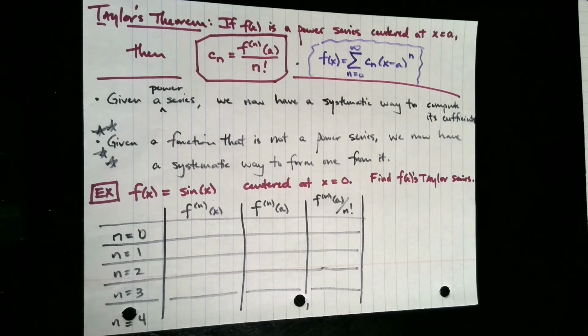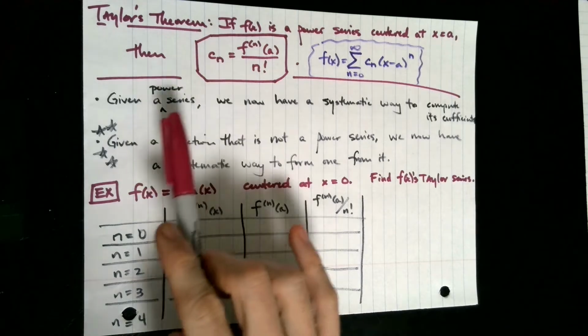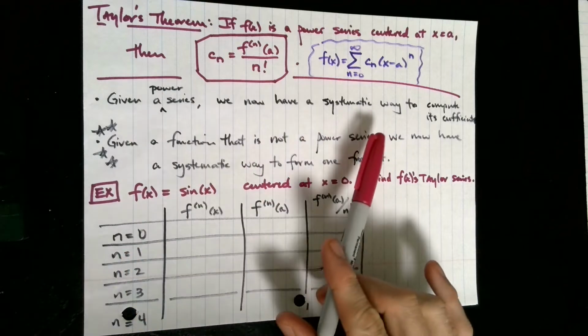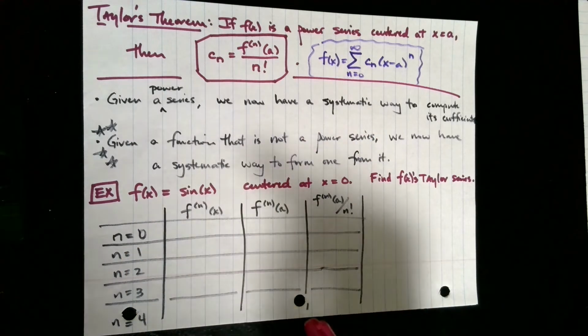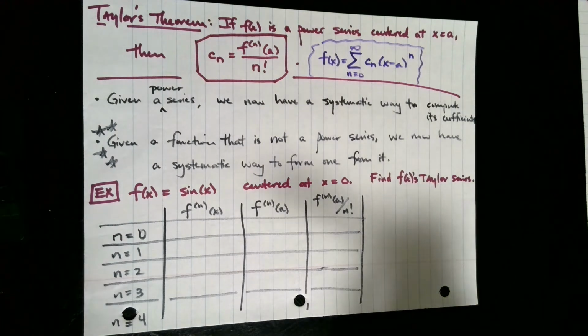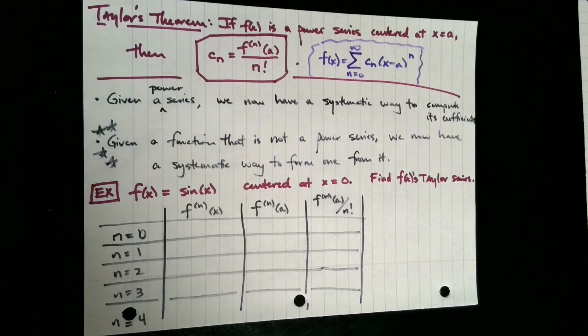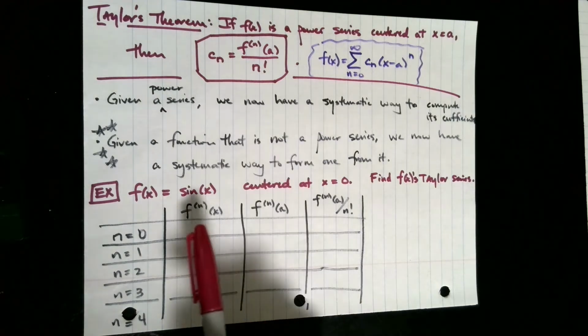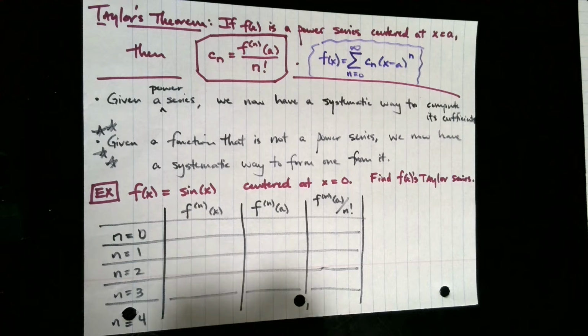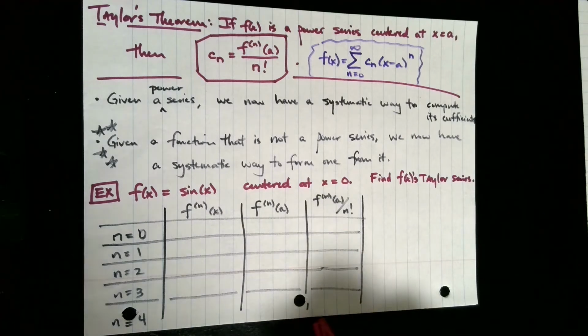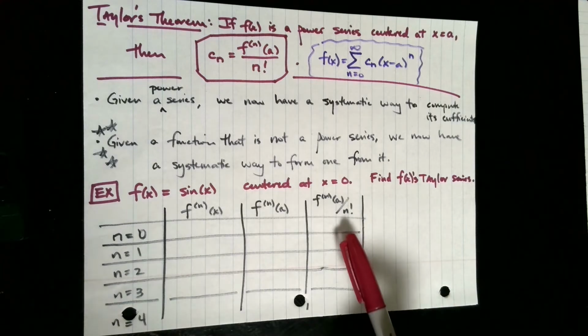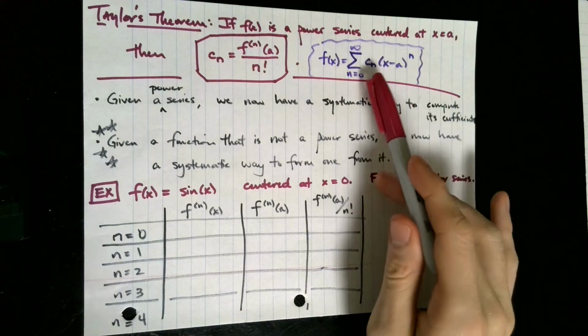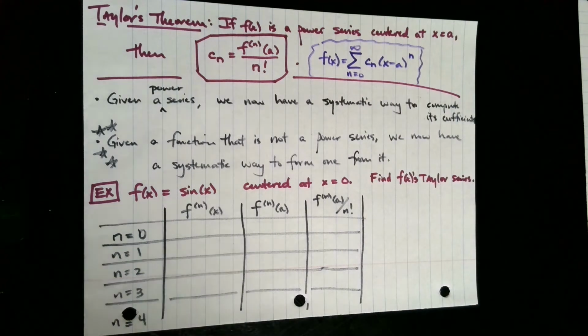So what does Taylor's theorem give us? Taylor's theorem gives us a way that, given a power series, we can systematically compute its coefficients. But more importantly, if we're given a function that's not a power series, we now have a systematic way to form a power series from it. And that is super potent, because if we're given a function, we should be able to compute its derivatives, evaluate at a, and then divide by n factorial. If we can do that, we can cook up a collection of constants that are going to be the constants within our series associated with our function.